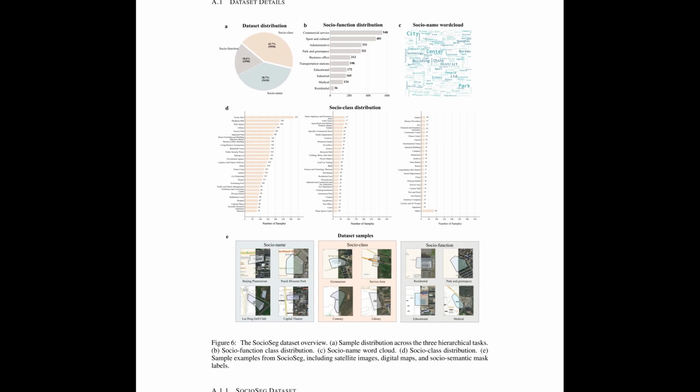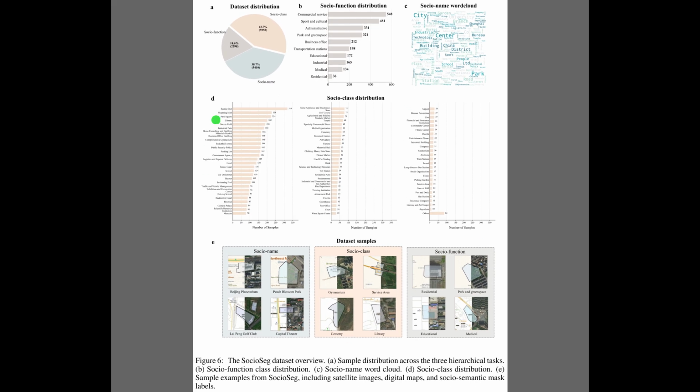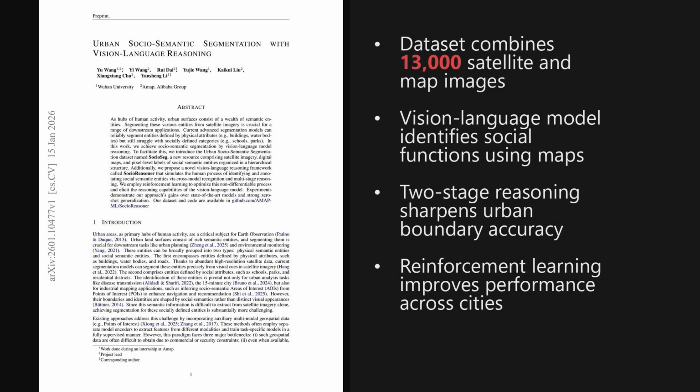Well, Figure 6 provides a detailed breakdown of the socio-seg dataset structure. The pie chart in Panel A shows that the data is fairly balanced across the three hierarchy levels, with the largest share, about 43%, devoted to socio-classes. The bar charts in Panels B and D then list the counts for these categories, covering everything from broad functions like commercial services to granular labels like shopping malls. Finally, Panel E at the bottom presents actual training triplets, pairing satellite images and maps with precise masks for entities like the Beijing Planetarium.